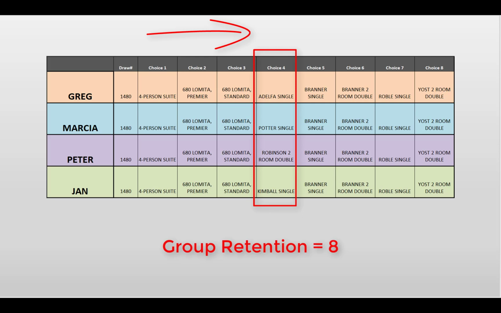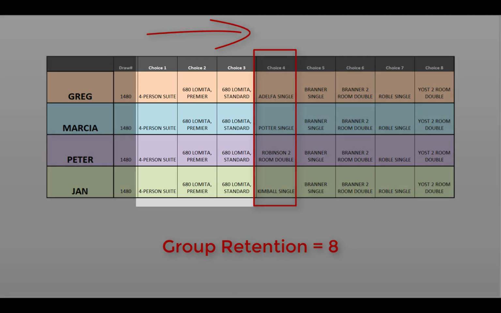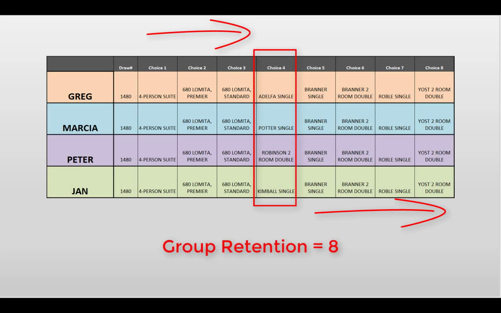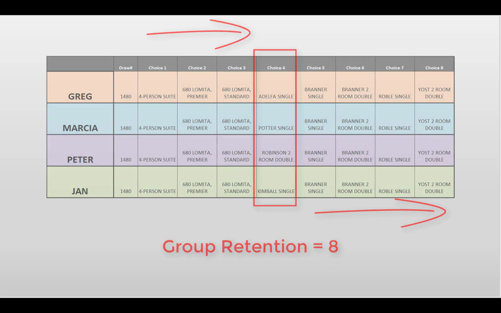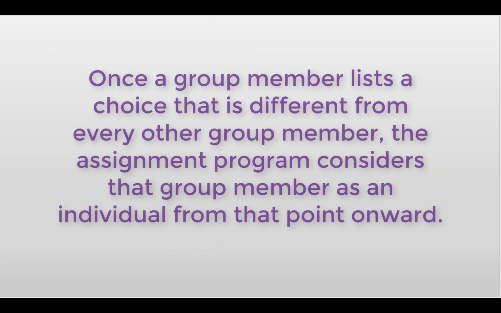Even though group retention is set to 8, the assignment program would only look at these students as a group through choice 3. Even though choices 5 through 8 are the same, the program will not try to hold the group together after choice 4 because everyone listed different choices. Once a group member lists a choice that is different from every other group member, the assignment program considers that group member as an individual from that point onward.